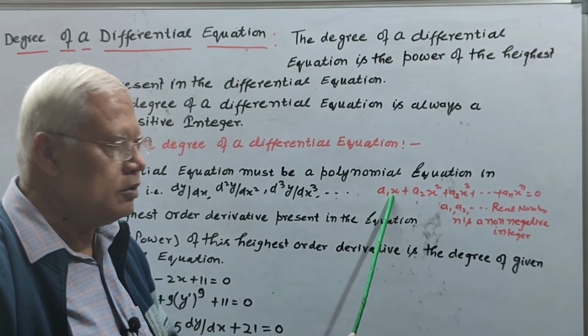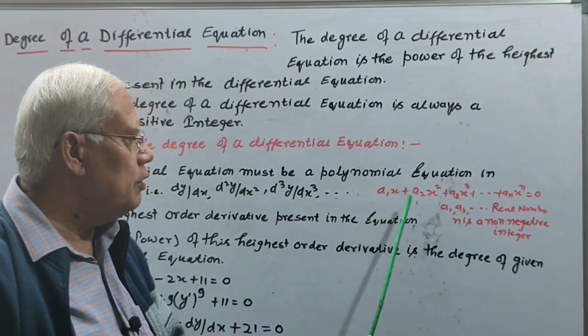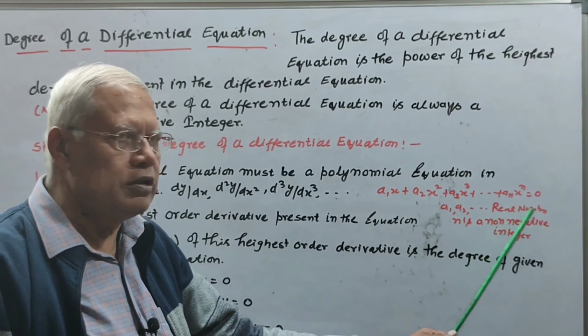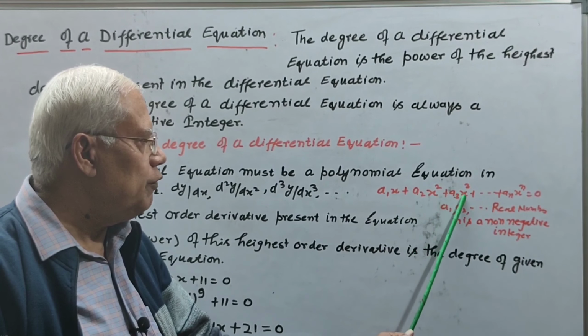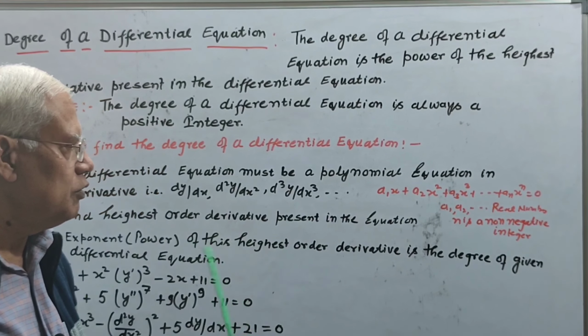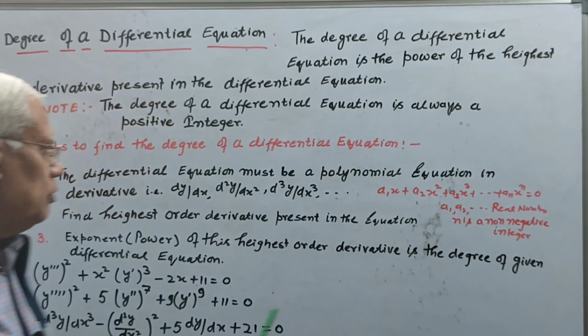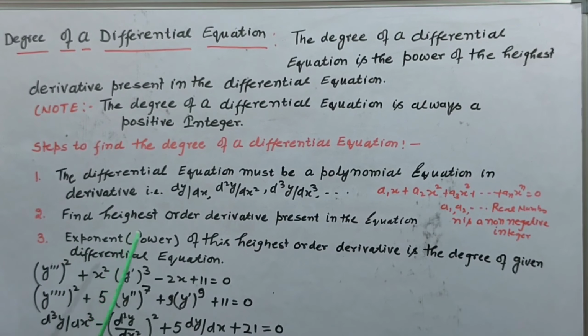You have already studied in class 9th: a1x plus a2x square, a3x cube and so on, anxn, where a1, a2, a3, the coefficients, are real numbers, and the power of x must be a non-negative integer. But in the case of a differential equation, n is a positive integer only. Then the exponent or power of the highest order derivative will be the degree of the differential equation. These are the few steps. Number one, the equation must be a polynomial equation.